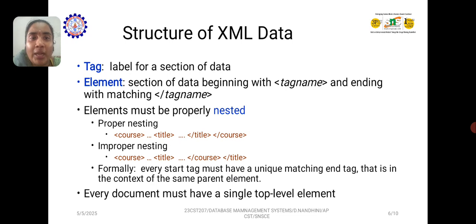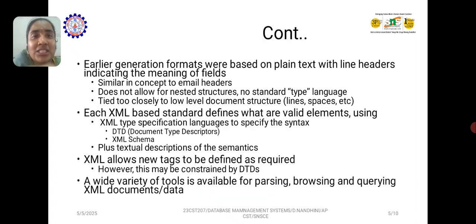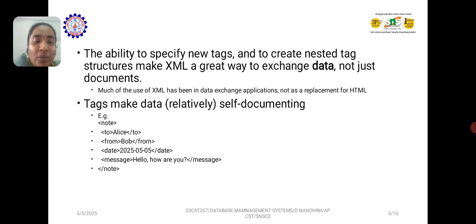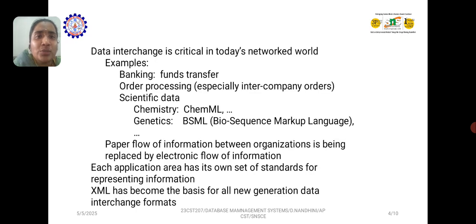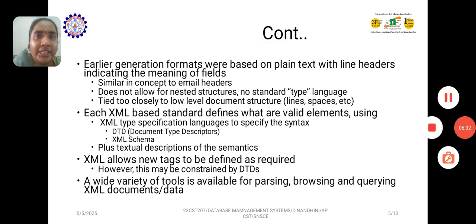The next one is formally: every start tag must have a unique matching end tag, in the context of the same parent element. Every document must have a single top-level element. So these are the structures and preferences that we use here. XML stands for Extensible Markup Language, which is used to store and retrieve data. So we have sender information, receiver information, header information, and message body. We also saw the flows we use and how they are nested. Like that we have seen everything. Thank you so much for watching the video.